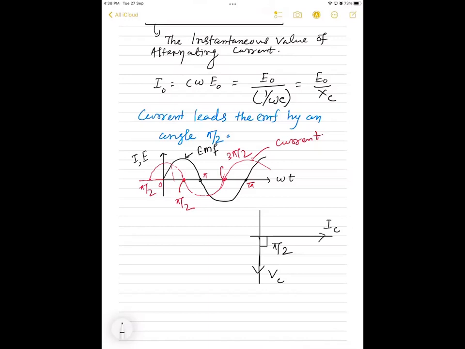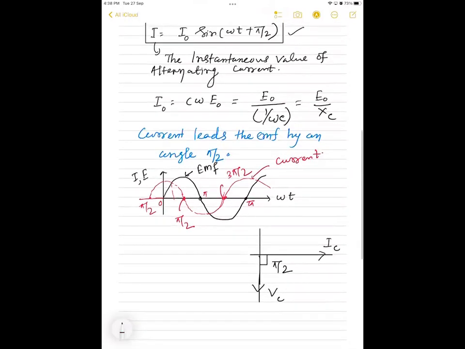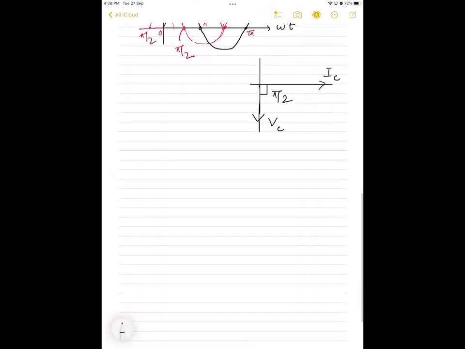Okay? Now one more thing we have noticed here: I is equal to E0 by XC. This is another thing; let us discuss it a bit. The resistance offered by a capacitor to the flow of AC is called what? Capacitive reactance, that is XC, correct? And XC is equal to 1 by omega C. Omega is equal to 2 pi f, so that is 1 by 2 pi f into C.